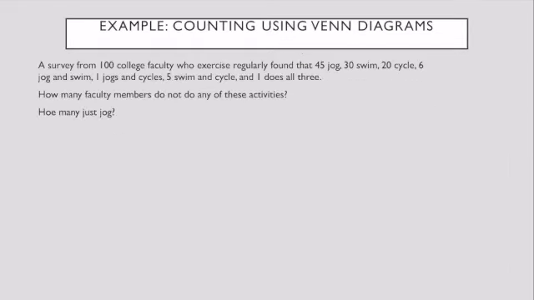Another example: a survey of 100 college faculty who exercise regularly found that 45 jog, 30 swim, 20 cycle, 6 jog and swim, 1 jogs and cycles, 5 swim and cycle, and 1 does all 3. How many faculty members do not do any of these activities? How many just jog? Those are the questions we're looking to answer. So this is a 3 Venn diagram. We have those who jog, swim, and cycle. I like to work my way from the intersections and go outwards.